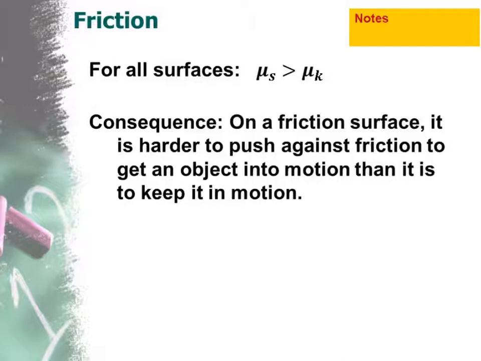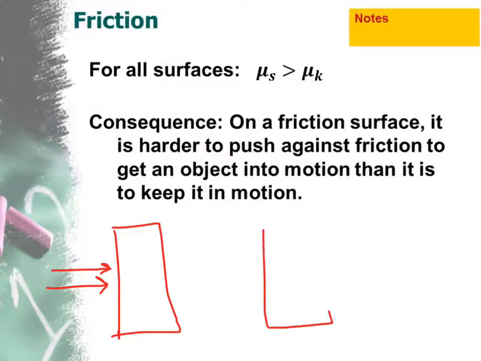So I think I already gave you the consequence of this being true, and that is that on a surface with friction, it's harder to push against friction to get an object going into motion than it is to keep it in motion. So if we have this big fridge that we're trying to slide across the floor, you have to apply more force to get it going than you do to keep it going. So once it gets going, it's easier to push.